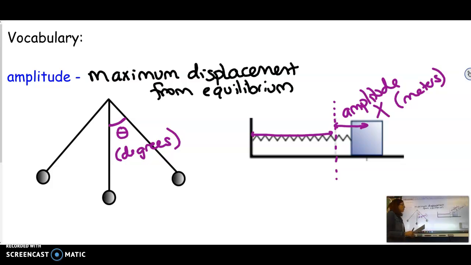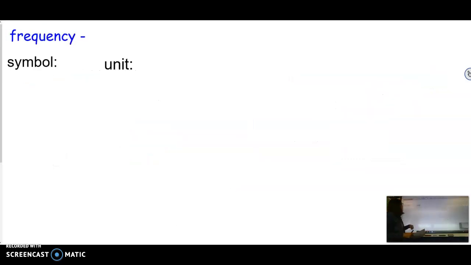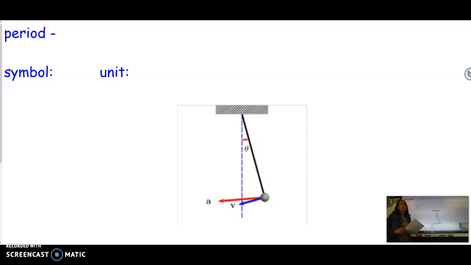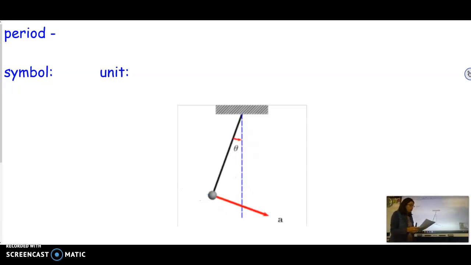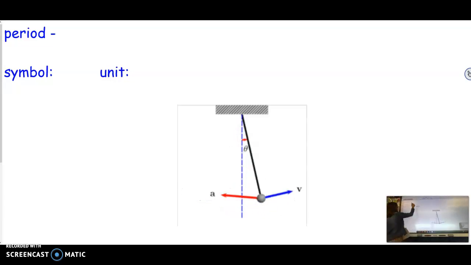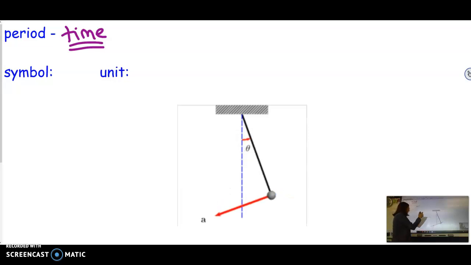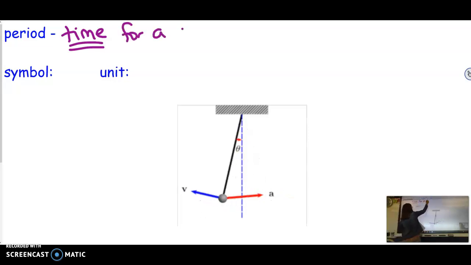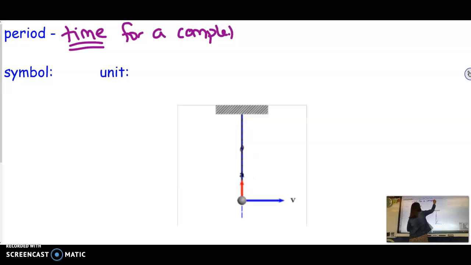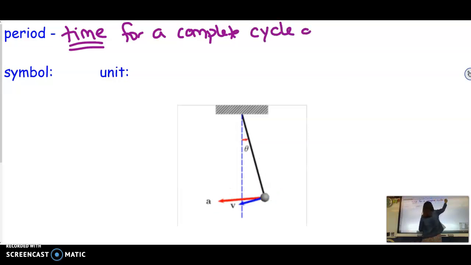Right, now, the main focus for today is to distinguish between the words frequency and period and try to understand what those two things mean. So first of all, the definition for period is the time, right? It is a measure of time, the time for a complete cycle of motion.